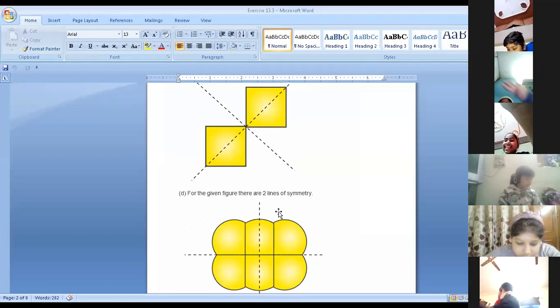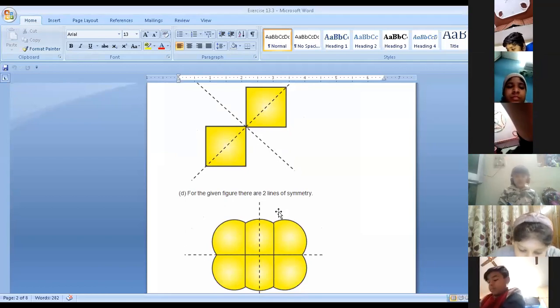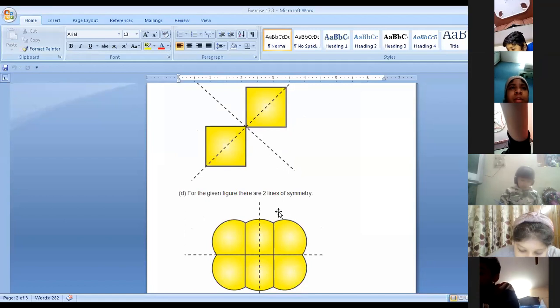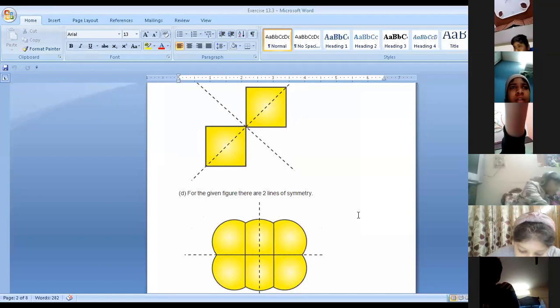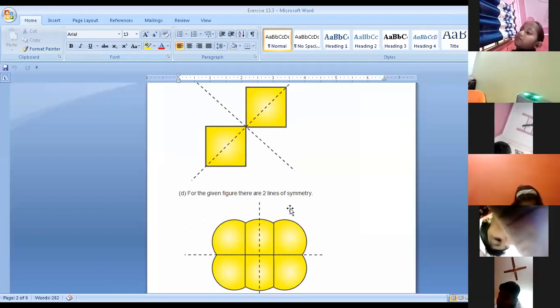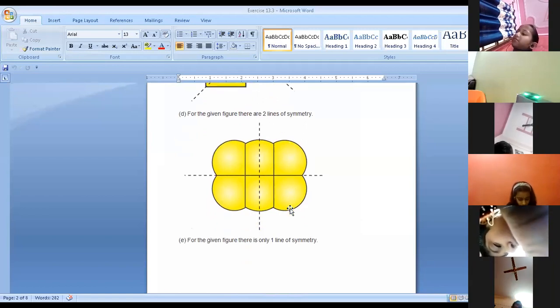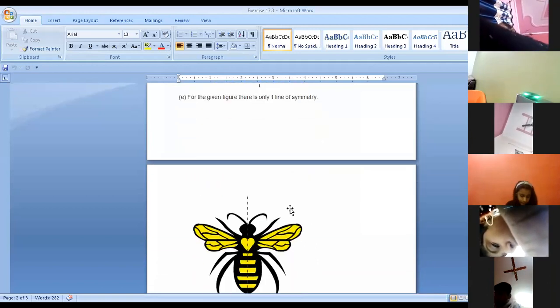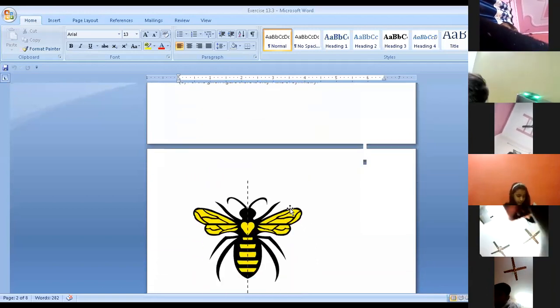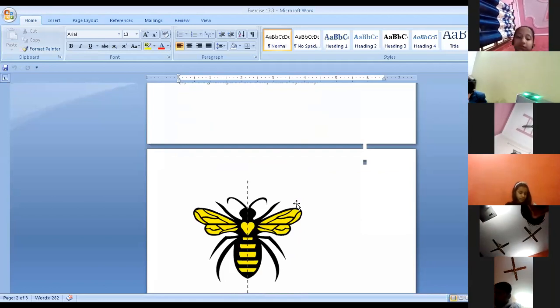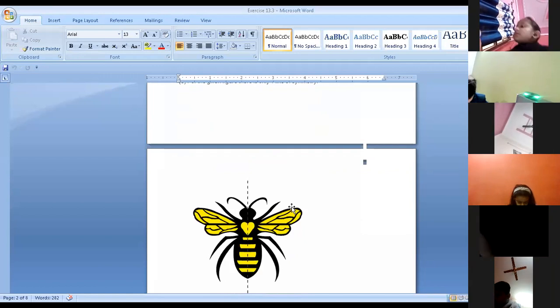In fourth also, there are 2 lines of symmetry. Draw it, children. 2 lines of symmetry in the fourth figure. Fifth one, 1 line of symmetry. Write down 1 line of symmetry. No, beta, you will not draw it on graph paper. You will draw it like that in your notebook.